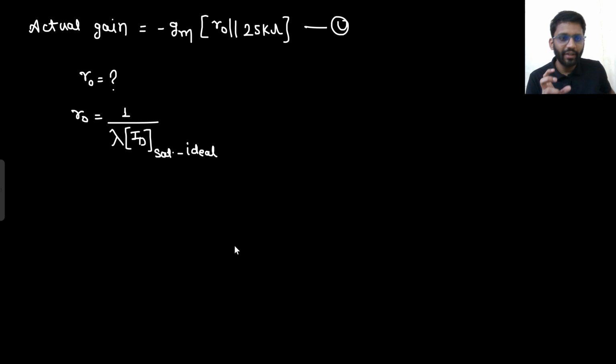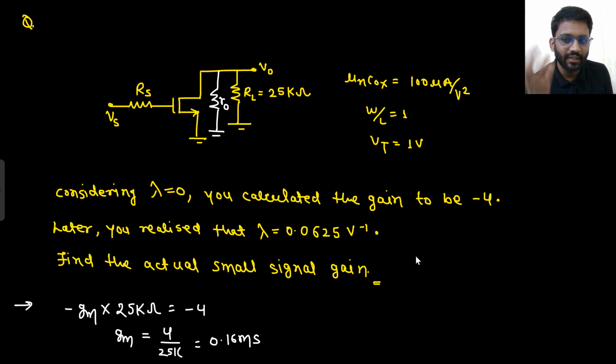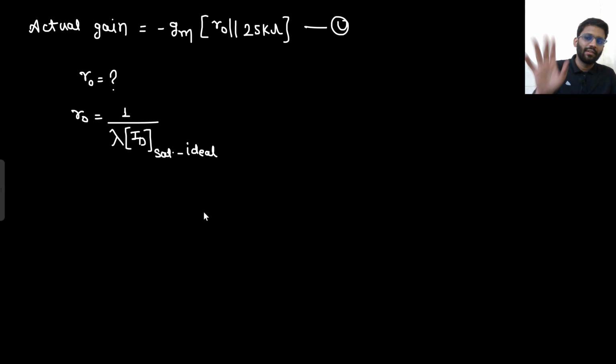You need to have the Id saturation, since this is working in saturation region. Is it given that it is working in saturation region? You have to consider it is working in saturation region because you are calculating the gain. They should be given in the question, but even if it is not given, you have to consider it. So you just need to determine the value of Id, that's it. Your r naught is 1 upon lambda Id sat, in case of ideal current. So what is that current? Id sat, that you need to determine.